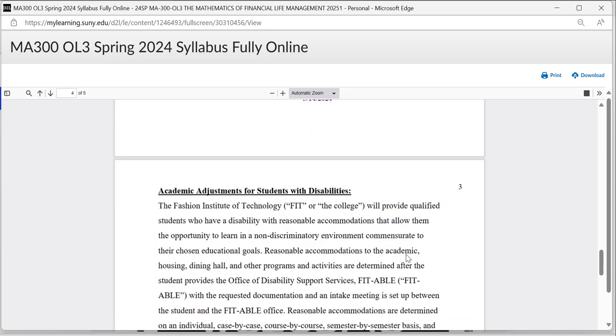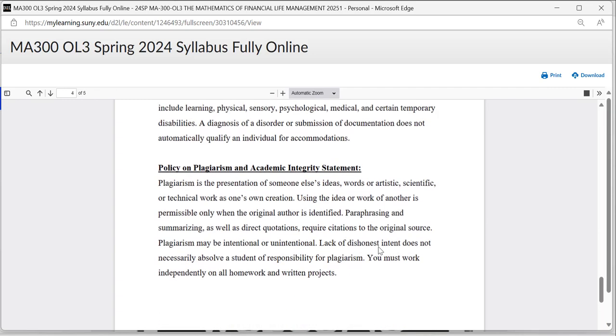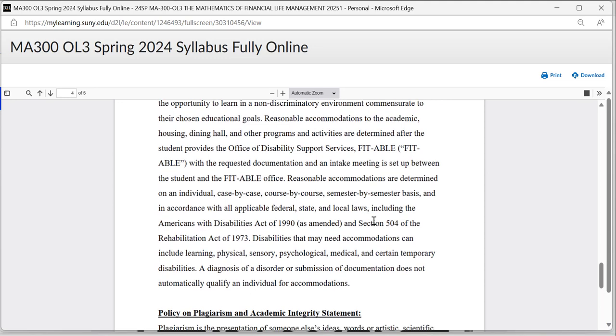Okay. And if you're a disabled student, please shoot me an email. I will provide a proper accommodation. You can read through this paragraph.